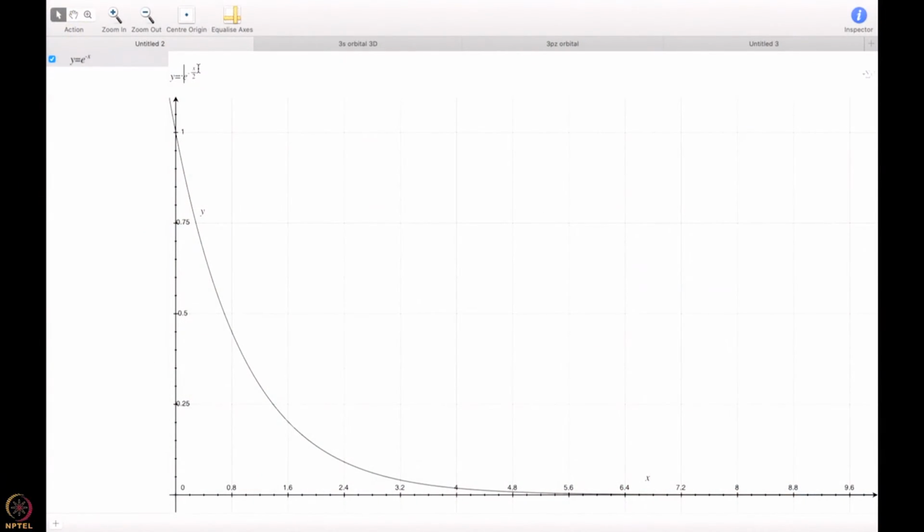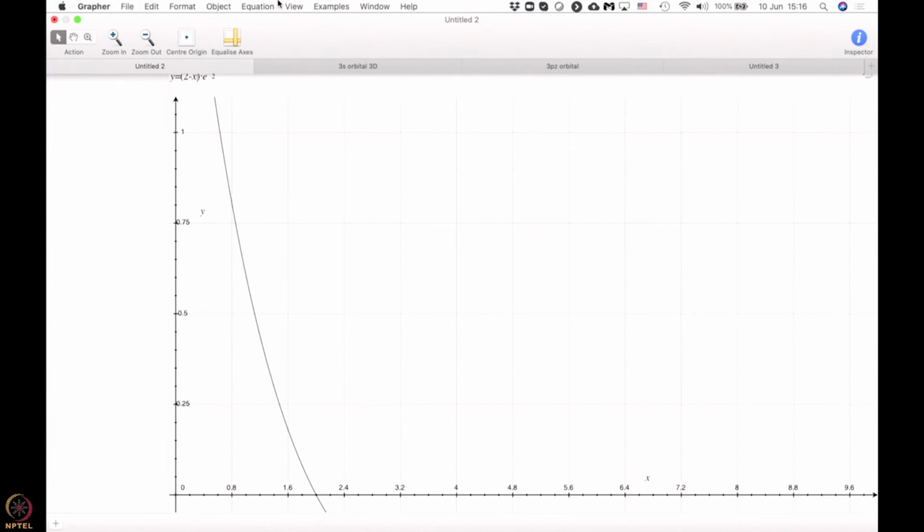So, remember what we had earlier, we had a factor, a polynomial, that polynomial was 2 minus r by a or something like that. So, I will just make it 2 minus x. So, x equal to 2 is going to be the node, right. So, here goes, let us see what the function looks like. We will have to change the frame limits.